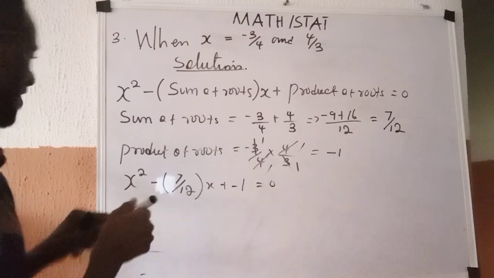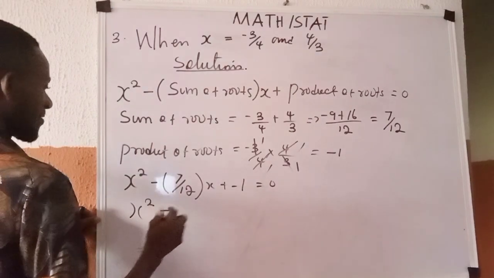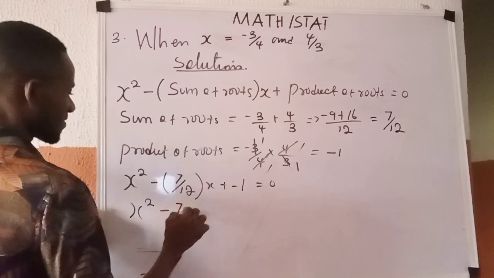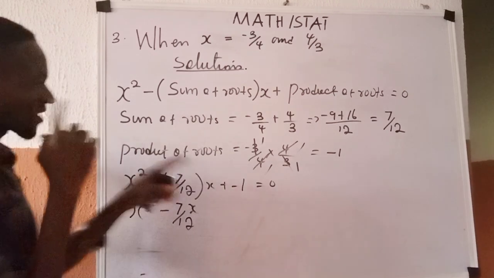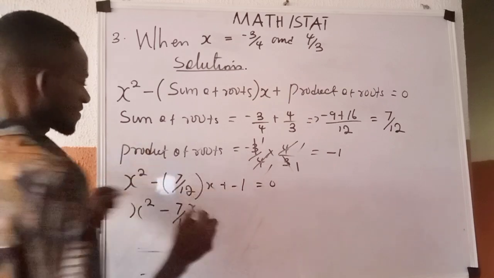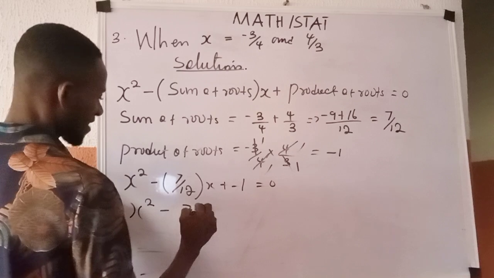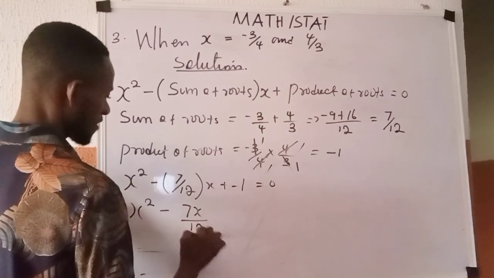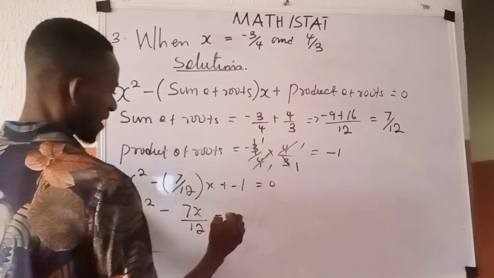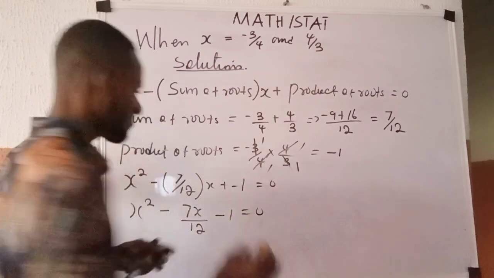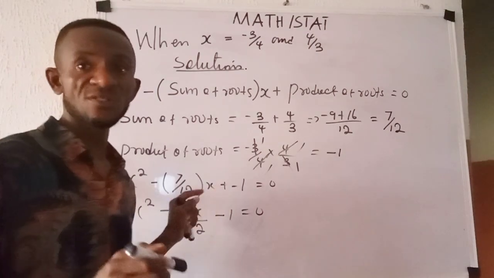At this point in time, you now write it this way. This is x raised to power 2 minus 7 over 12 x. So you now come here, plus minus is minus. Let me write this well to avoid confusion. This is 7x all over 12. Then here is plus minus, which is minus 1, equals 0.